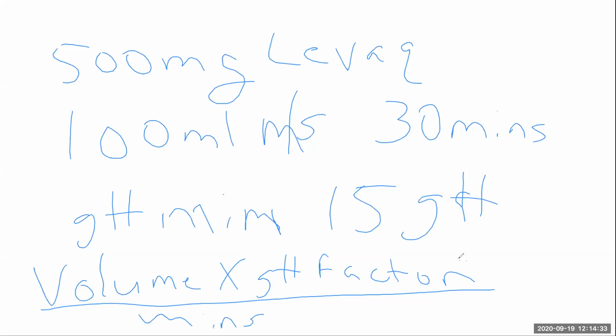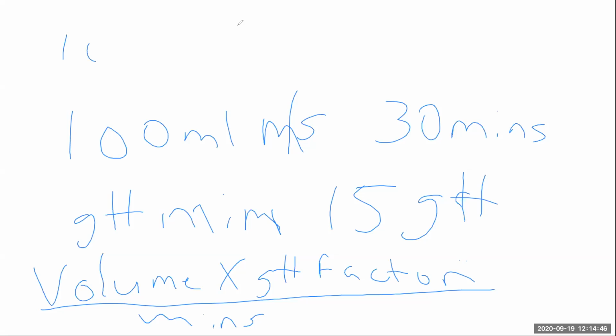Okay, so in this case, we have 100 mLs over 30 minutes, because our time's already in minutes, so we don't have to do anything with that. And our drop factor is 15, right? So 100 times 15 divided by 30 should be your answer.